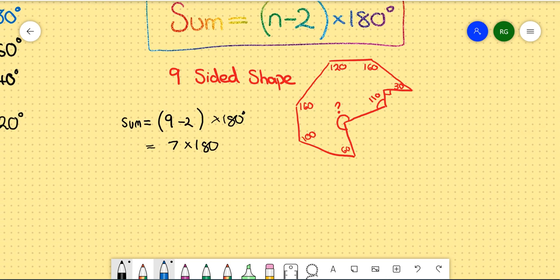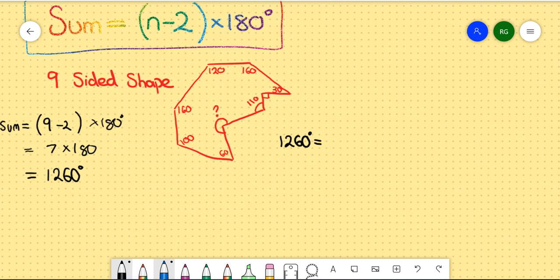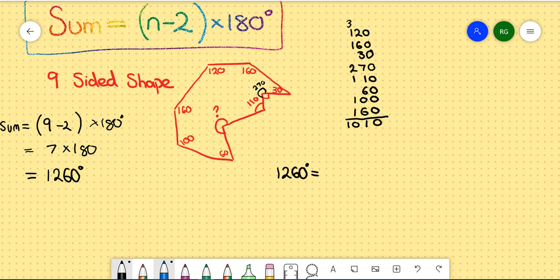Remember your BIDMAS rules, so you do what's inside the brackets first. 7 times 180 is 1260 degrees. Okay. So, all of the internal angles here must add up to 1260. Now, I'm going to pause the video and write all of this working out really quickly.